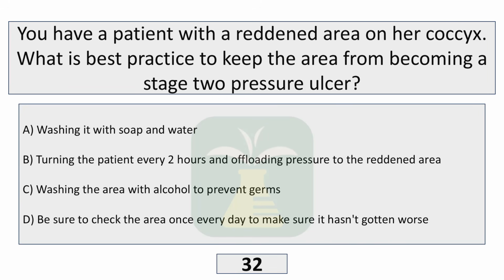You have a patient with a reddened area on her coccyx. What is best practice to keep the area from becoming a stage 2 pressure ulcer? A. Washing it with soap and water. B. Turning the patient every 2 hours and offloading pressure to the reddened area. C. Washing the area with alcohol to prevent germs. D. Be sure to check the area once every day to make sure it hasn't gotten worse.